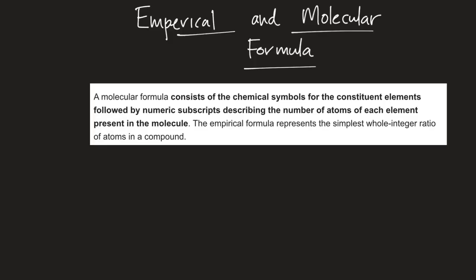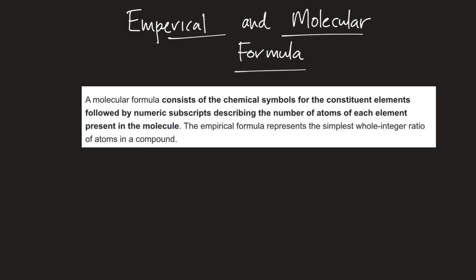Well, now that we understand the empirical formula, it's time to get into the molecular formula. The molecular formula consists of chemical symbols for the constituent elements followed by numerical subscripts describing the number of atoms of each element present in a molecule. The empirical formula represents a simple whole integer ratio of the atoms in that compound. So in order for us to get the molecular formula, the first thing you need to do is find the empirical formula.